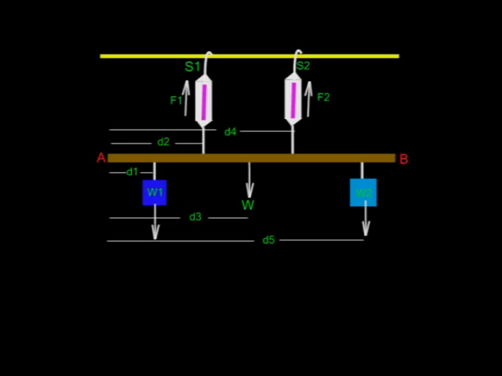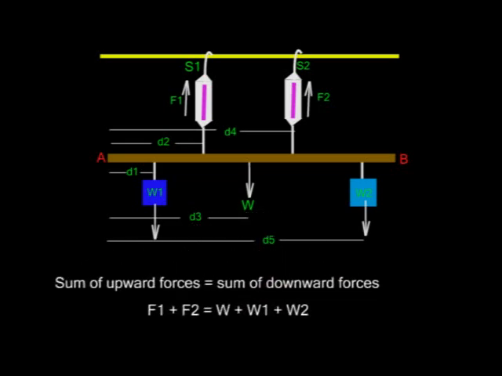Now what you will notice is that the sum of the vertically upward forces is equal to the sum of the vertically downward forces. So that if we take the forces in one direction to be positive and those in the opposite direction to be negative, then the algebraic sum of the parallel forces is 0.